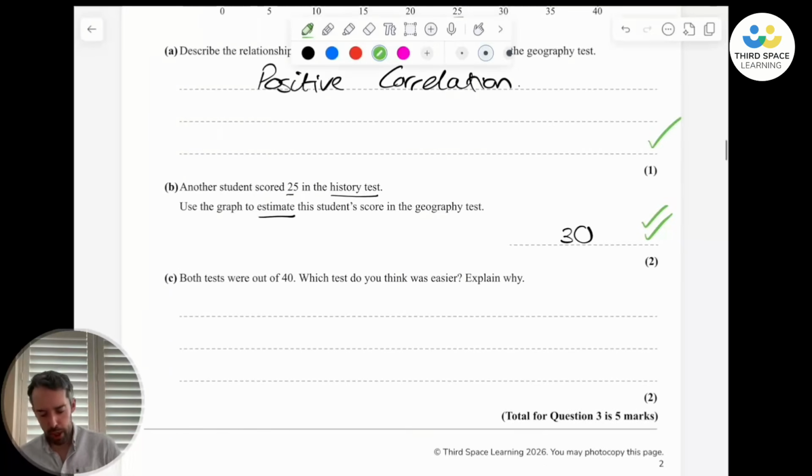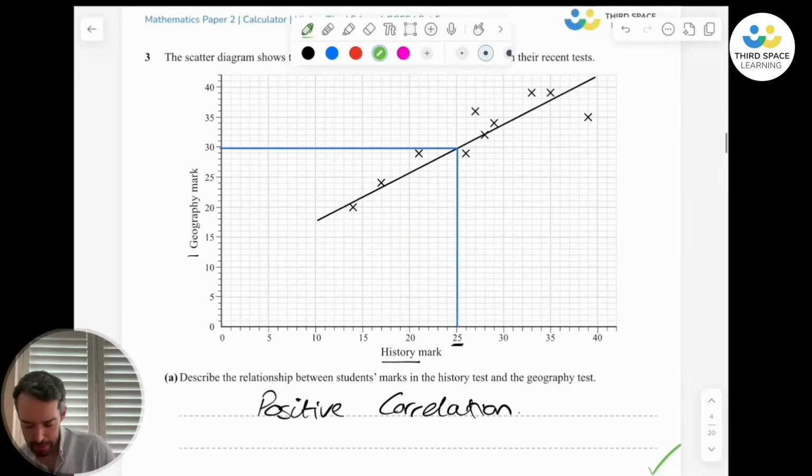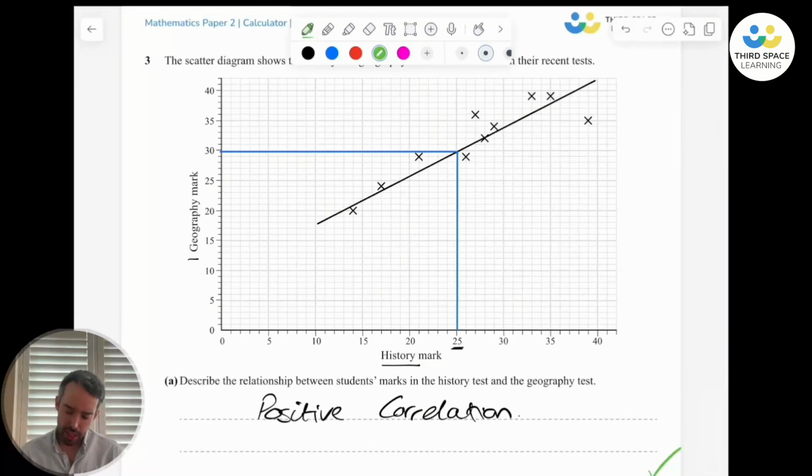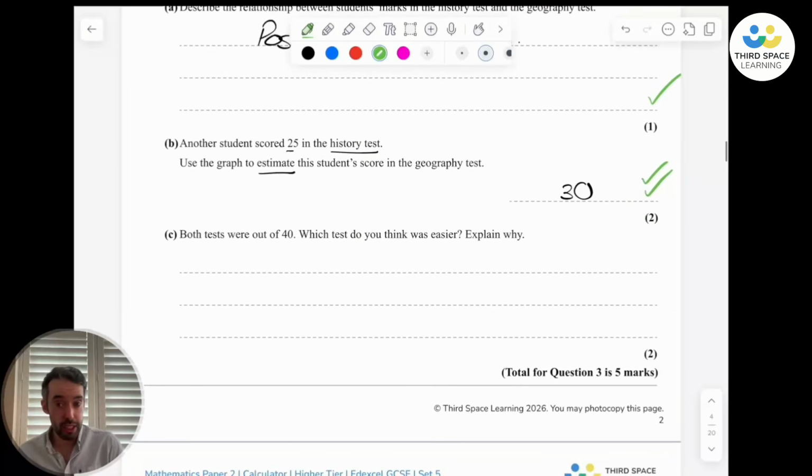All right, part C, both tests were out of 40. Which test do you think was easier? Explain why. Okay, so let's look at this. Well, we can see that the geography marks tend to be a little bit higher than the history marks. So perhaps the geography test was easier?